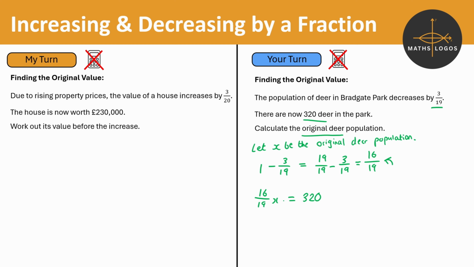We know 16/19 is 320. Let's work out what 1/19 is. Of course, to do that, we'd divide by 16. Let's do that on both sides. 320 divided by 16, I'll do 32 divided by 16 to give me 2. So 320 divided by 16 is 20. 1/19 of the population is 20. Let's multiply by 19 to get what the original population is. And I'll do 20 multiplied by 19.